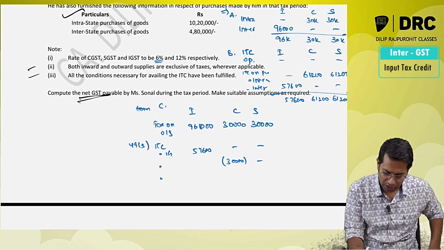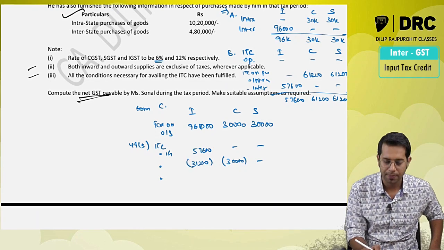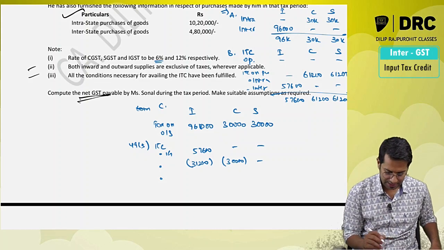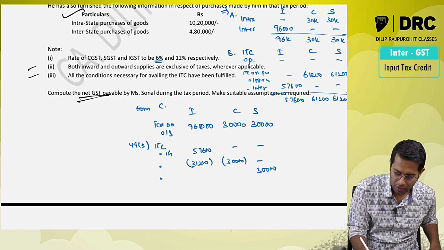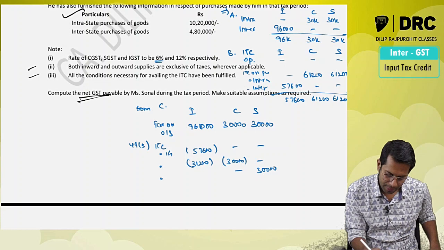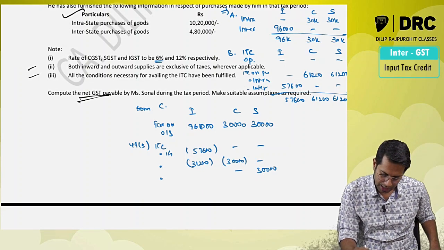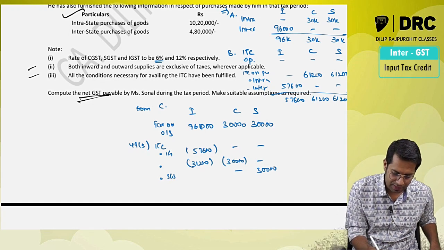So balance, what is the balance left over? 61,200 minus 30,000, 31,200. I will give it fully to whom, sir? IGST. Then after that, 30,000 of SGST I will use for making the payment of SGST. Then balance, how much do I have to pay? 96,000 minus 57,600 minus 31,200. So I still have to pay 7,200.